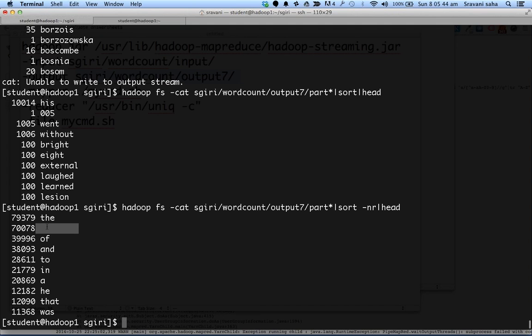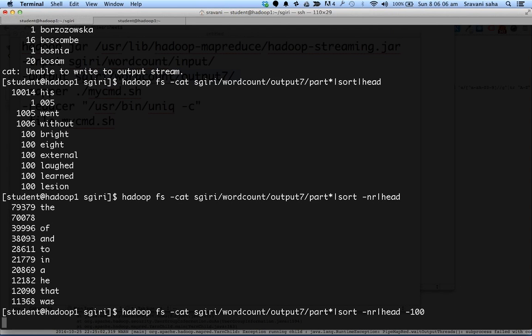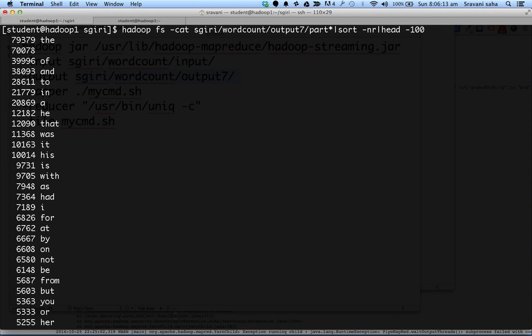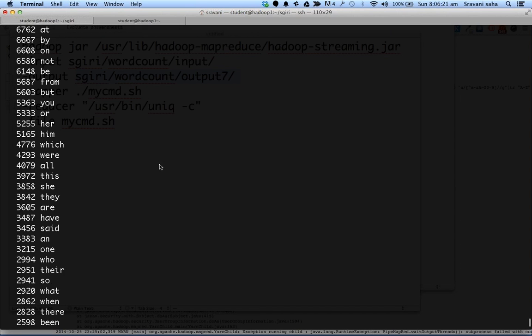There is a space, but we replaced space with a new line, so I'm just wondering what this is. So this is the general frequency of the words which have occurred in this file, right? And if we say 100, these are the top 100 keywords. Right now, the output of the reducer is not sorted by frequency.